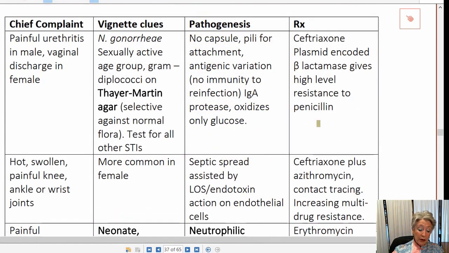Neisseria gonorrhea, our other important species, is going to cause painful urethritis in the male, or profuse vaginal discharge in the female. It is an STI, so you're looking for an age group of patient that is sexually active. I would find gram-negative diplococci inside neutrophils on the exudate, or I could grow it on Thayer-Martin, which is a selective medium, which will inhibit the normal flora by the addition of antimicrobics, antifungals, etc.